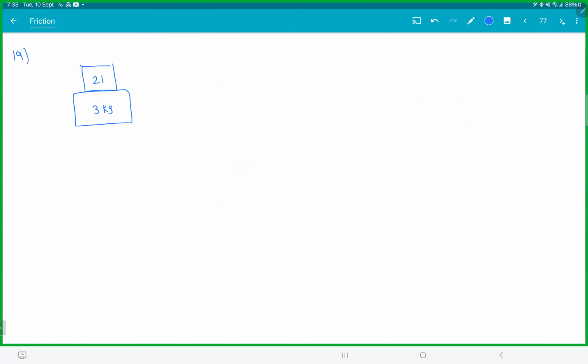3 kg, 2 kg. The ground is smooth. This is mu s, let's say 0.3. You are applying F equal to t, where t is time. So you are applying a force which is changing with time. Plot acceleration versus time graphs.